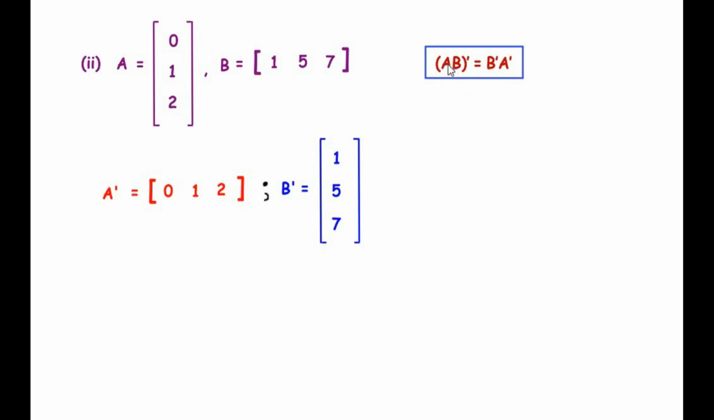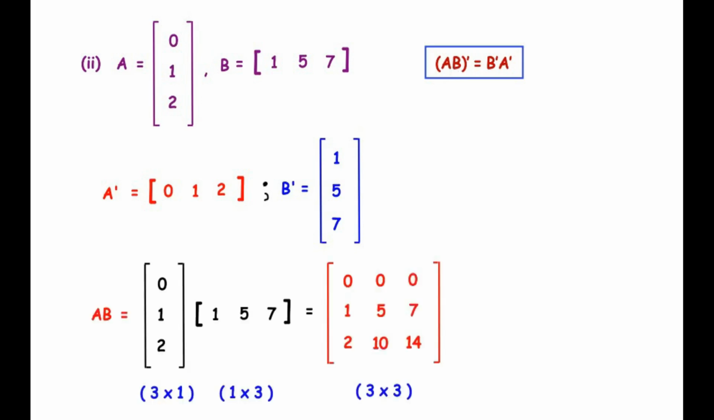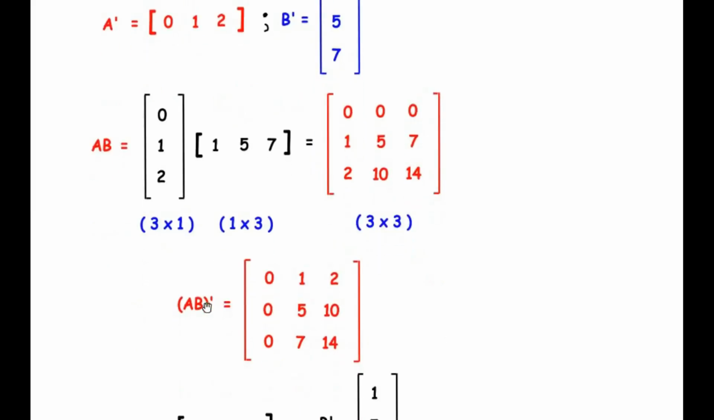So here let us start with the left hand side, that is multiplying the matrices A and B first. So here we are going to multiply the A matrix with B matrix. So this is again 3 by 1 matrix and 1 by 3 matrix. So performing the multiplication, we get a 3 by 3 resulting matrix. Now we are going to take the transpose of AB matrix. So here we have written AB transpose is equal to, now the first column becomes first row, second column becomes second row, and third column becomes the third row.